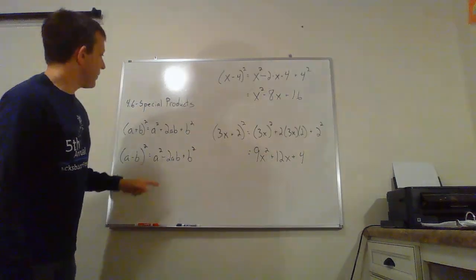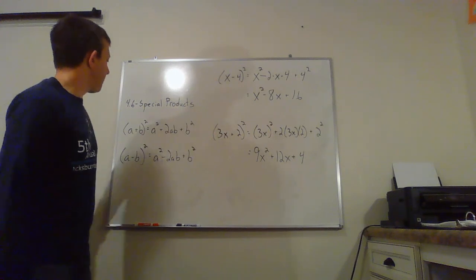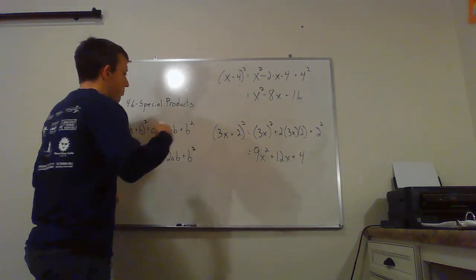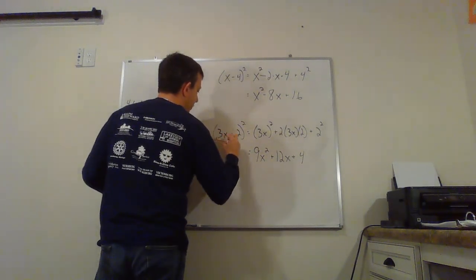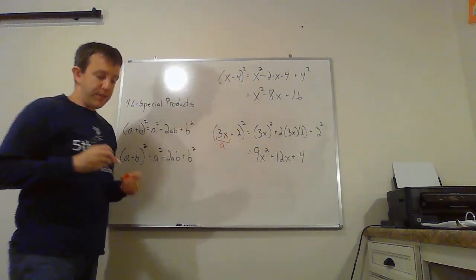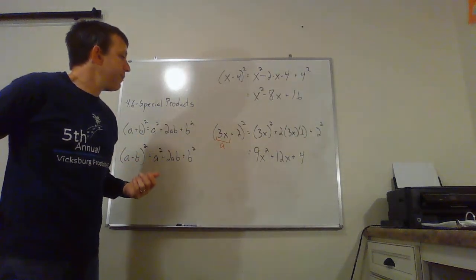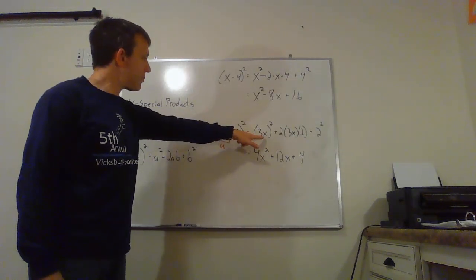The other one I have here has a sum in the middle, a plus sign. So I know I'm going to be using the first one. Now importantly, on this one, a is a little bit bigger and more complicated. A is this 3x. Where that's really going to come into play, and we have to be careful with, is when we square it, right?